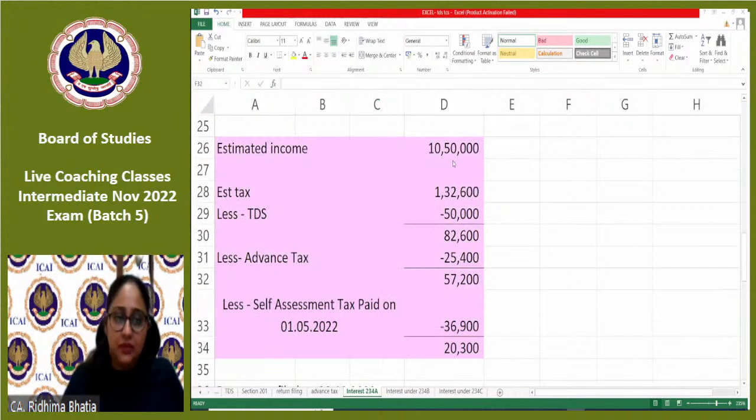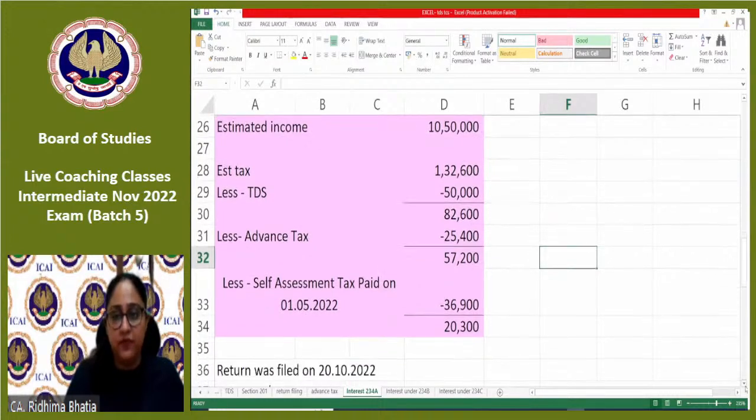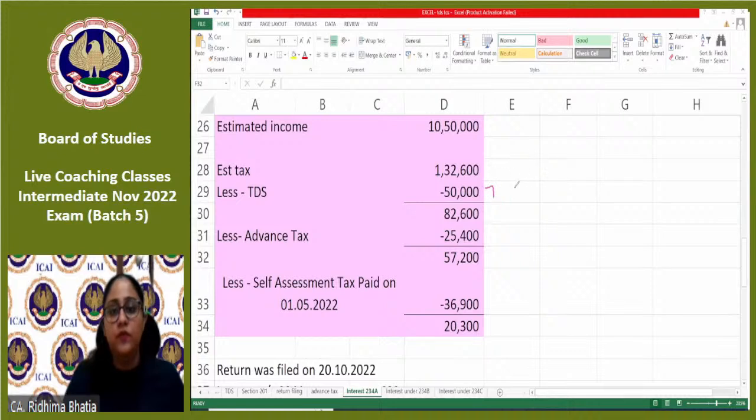My estimated income is final income, 10,50,000. The final tax is 1,32,600 on this income. During the previous year, TDS of 50,000 had been deducted and advance tax of 25,400 had been paid. Okay? Both happened in the previous year itself. TDS of 50,000 was deducted for me, so I got the credit for it. Advance tax of 25,400, I got the credit. Now the remaining tax due when I entered the assessment year was 57,200.